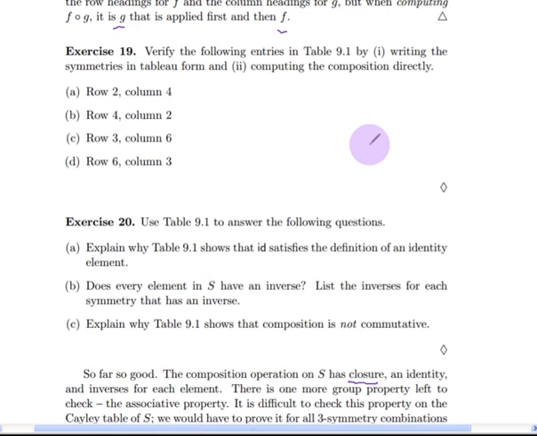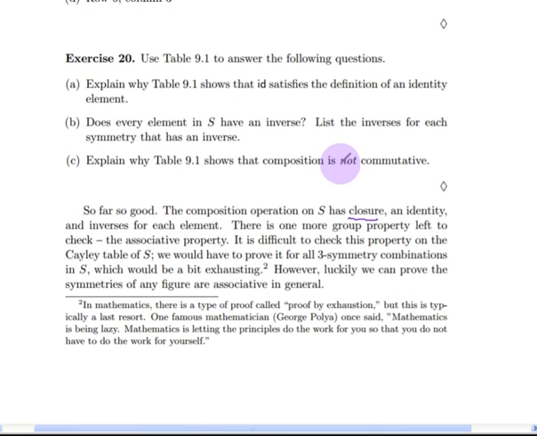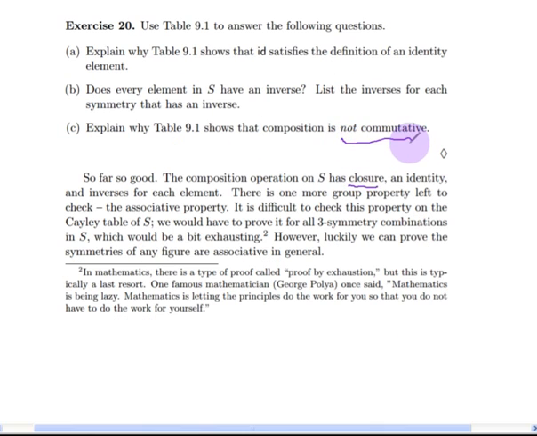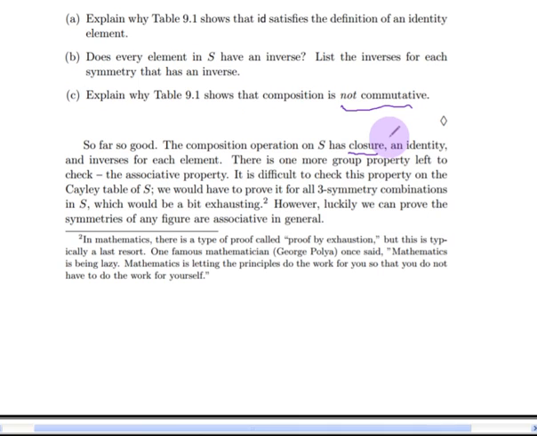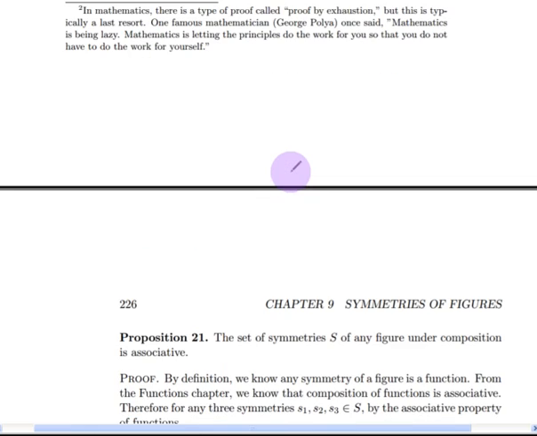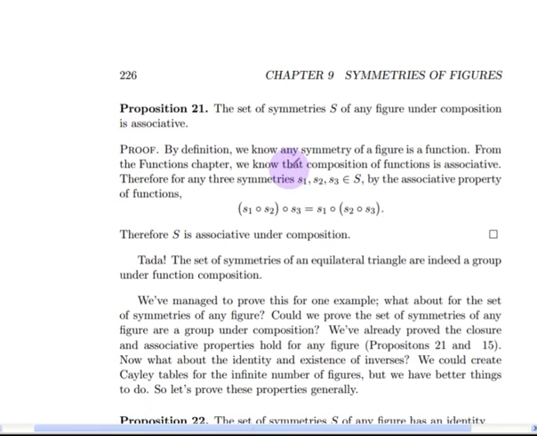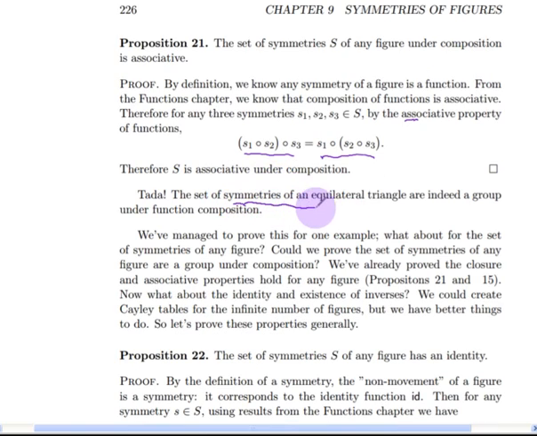All right, so it looks like we're getting there. Okay, so we have identity, we have inverse. Turns out we don't have commutativity, but that's not necessary for a group. All right, so the last property we need to check is the associative property. Okay, and that actually follows because composition of functions is associative, and symmetry is a special case of composition. So we have the associative property. So in fact, we do have that the symmetries of an equilateral triangle do form a group.